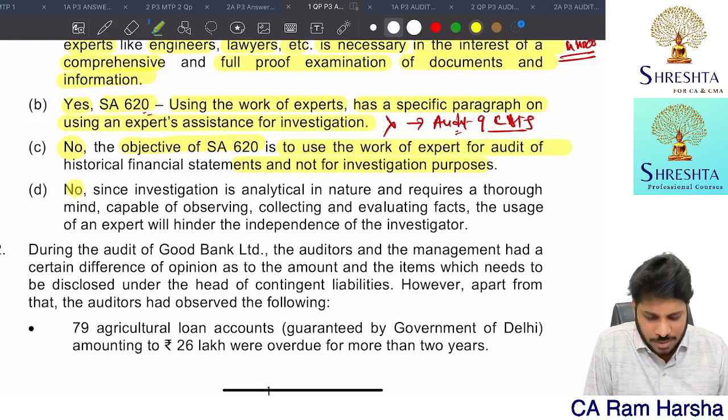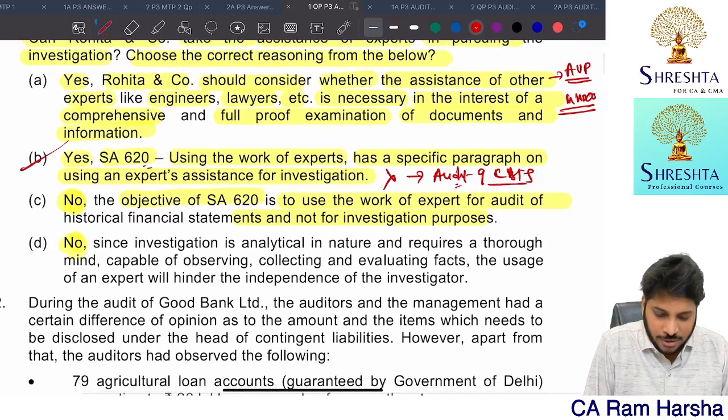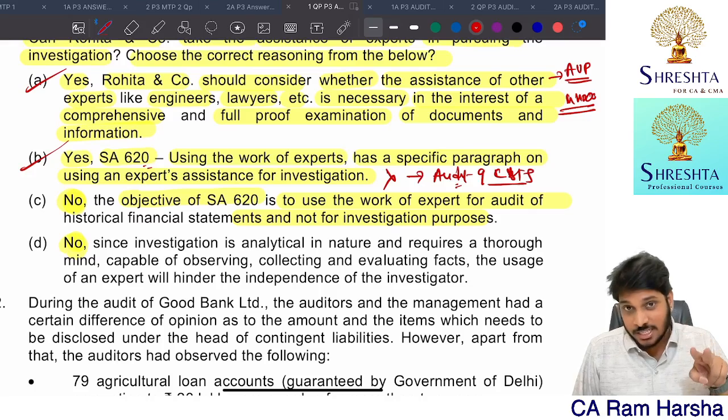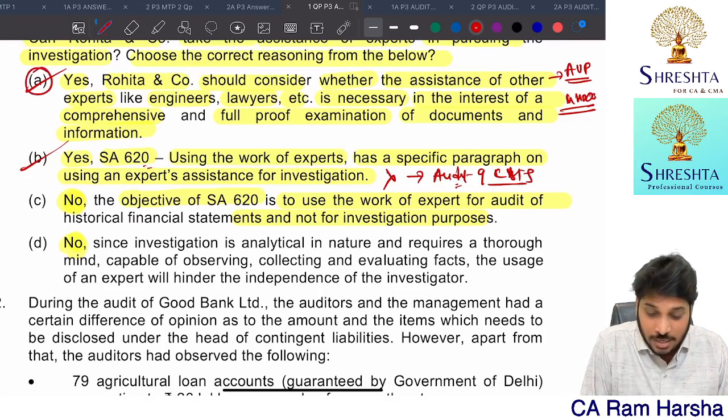So the answer of no is obviously not correct. Both of them are not straight away correct, so she can definitely use an expert. So A and B are both saying yes, but which is more accurate? A is more accurate. So my answer is A.